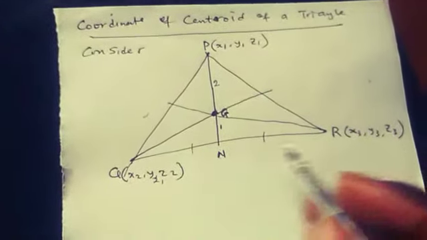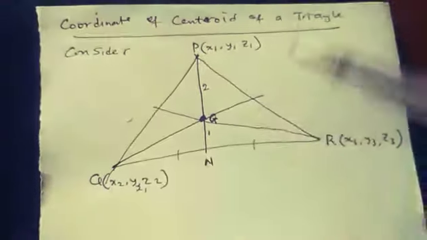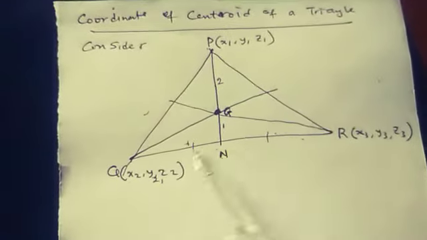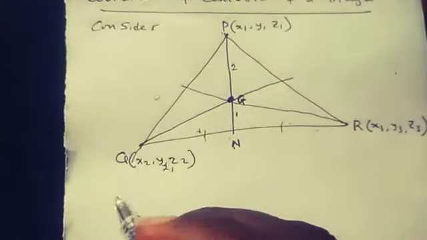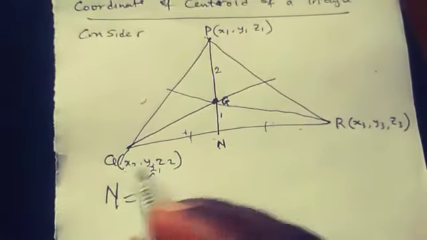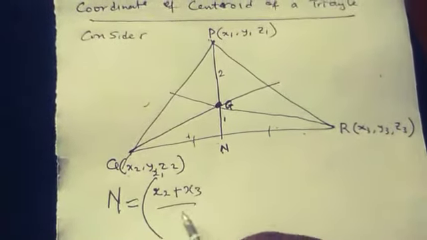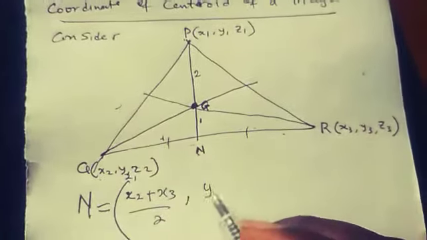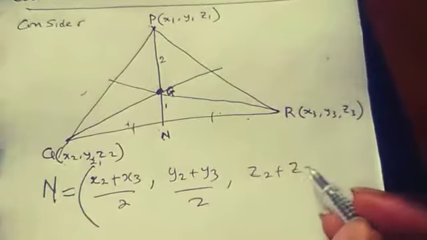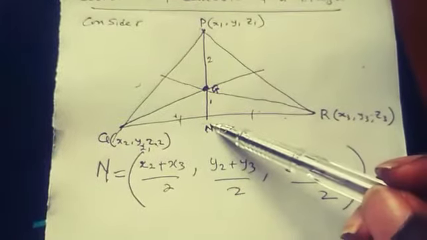You observe that point N is the midpoint, because we know that by definition a median is a line that moves from this point P to bisect this QR. So this side and this side are equal. Definitely N is the midpoint. So using the midpoint formula, we know that the midpoint of the two, this is Q and R, will be x2 plus x3 over 2, comma, y2 plus y3 over 2, comma, z2 plus z3 over 2. So this is our point N.